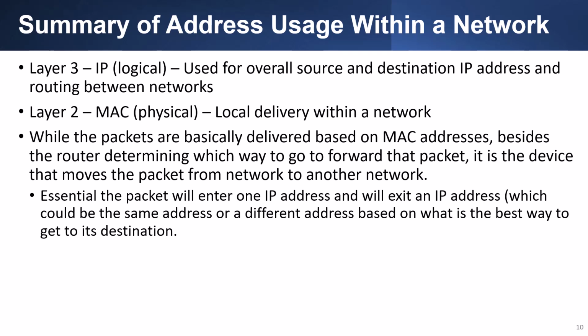To summarize how addresses were used, Layer 3, the IP or logical address, was used for overall source and destination IP address and routing between the networks. Layer 2, or MAC or physical address, was the local delivery within a network. While the packets are basically delivered based on MAC addresses, the router determines which way to forward that packet, and it is the device that moves the packet from one network to another network. Essentially, the packet will enter on one IP address and will exit on an IP address, which could be the same address or a different address based on what is the best way to get to its destination.